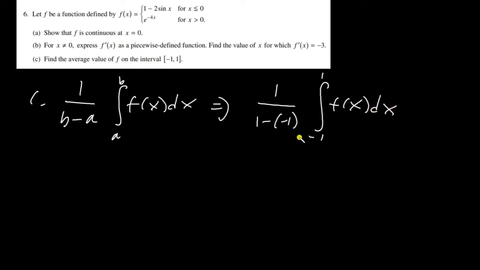So just plugging in negative 1 and 1, this gets us 1 over 1 minus negative 1 times the integral from negative 1 to 1 of f of x dx, right? All we got to do is evaluate this integral, and we can go home, right? So how do we evaluate this integral?